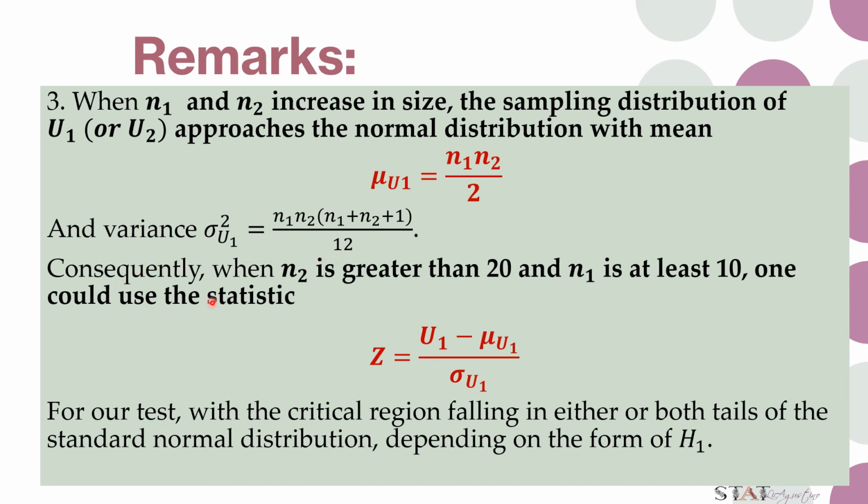So consequently, when N2 is greater than 12 and N1 is at least 10, one could use the z-test statistic. Z is equal to U1 minus mu U1 divided by the standard deviation for U1. So for our test, the critical region falls in either or both tails of the standard normal distribution, depending on the form of the alternative hypothesis.